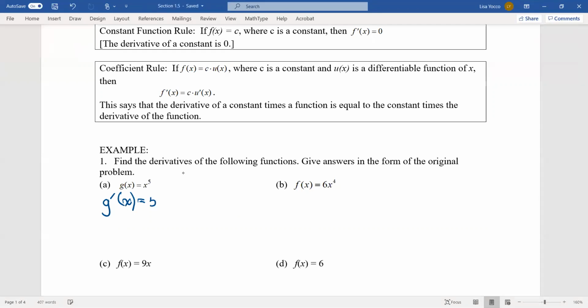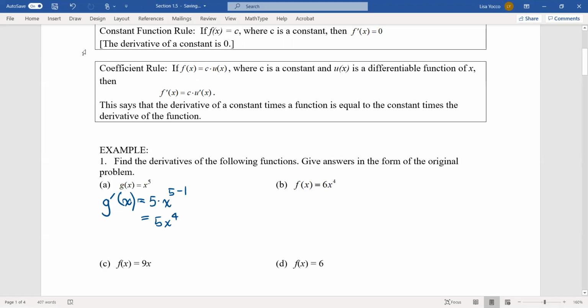We take the 5, multiply by x to the 5 minus 1. And simplify that, it's 5x to the 4th. All right, it's pretty simple, I hope. Part B, I'll go ahead and show you that one.